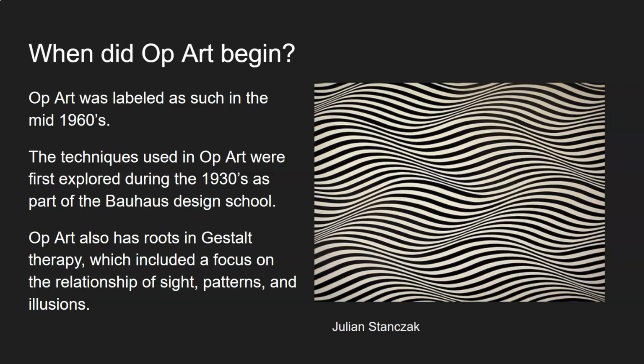In other words, Gestalt therapy was used to explain why you notice the things you do, why you create patterns in your brain, and not just of things you see, but also behaviors, and why sometimes our brain tricks us into hallucinating. This is a work by Julian Stanczak, and when you look at it for a while, it starts moving, it starts undulating.